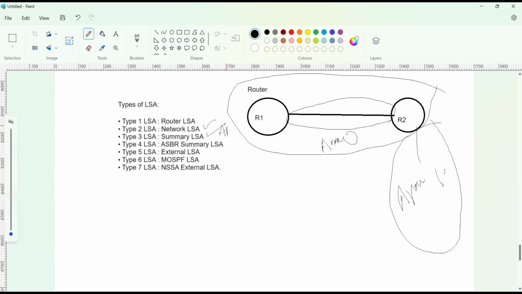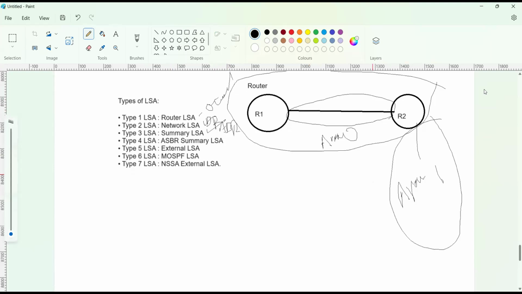The ABR router will originate these prefixes. Whichever router is the DR will originate these link prefixes, which are its own. This is the router originating for the DR, and this is the ABR router originating in between area 1 and area 0.